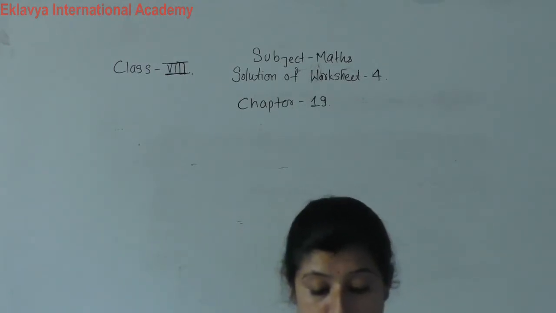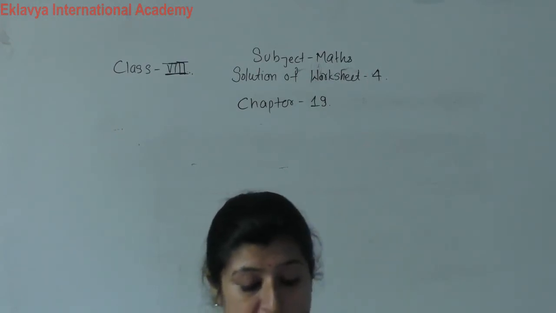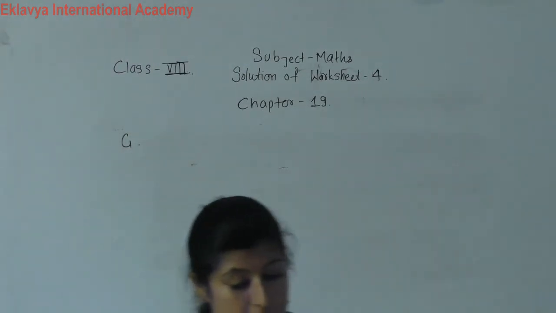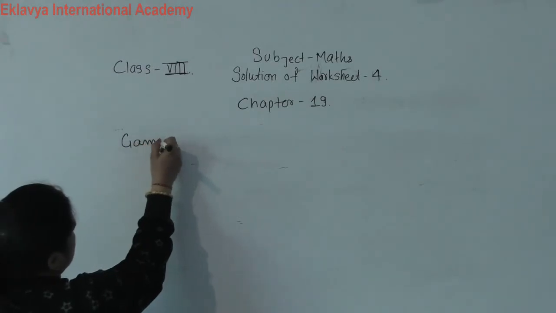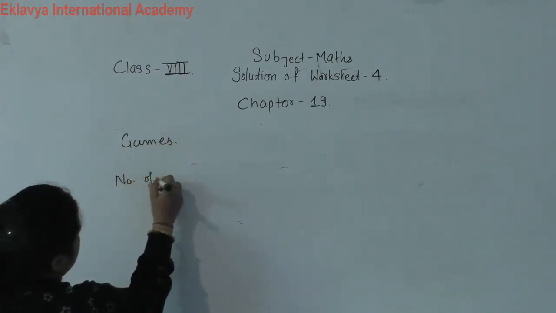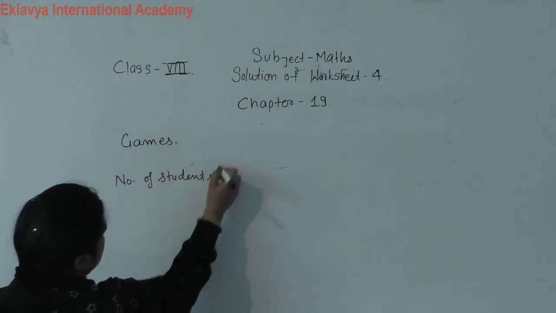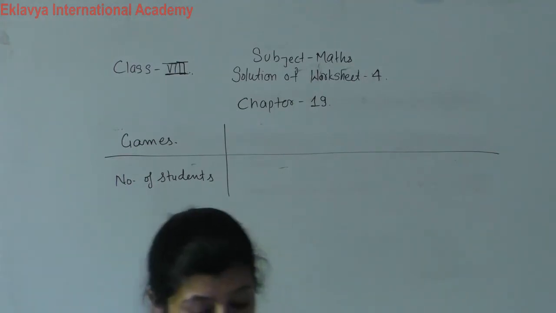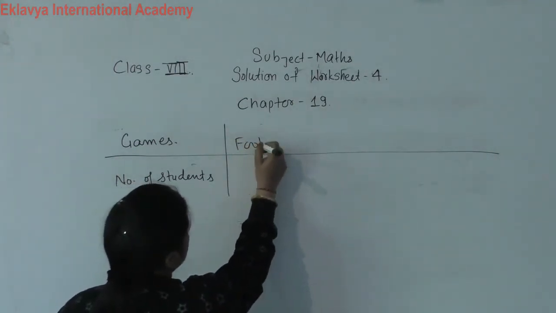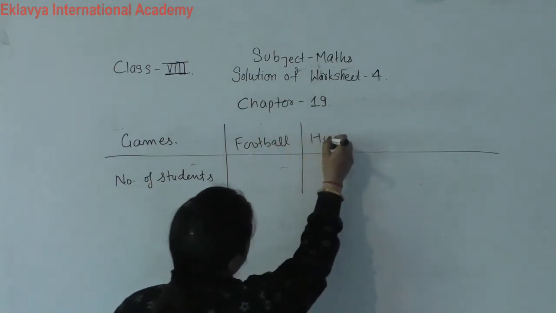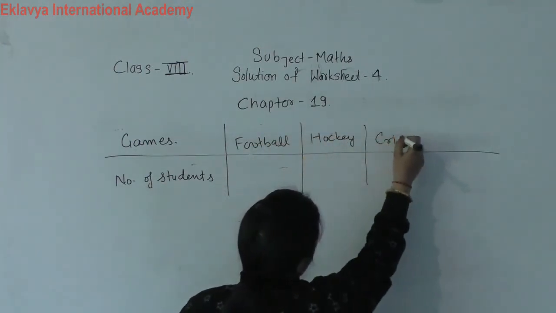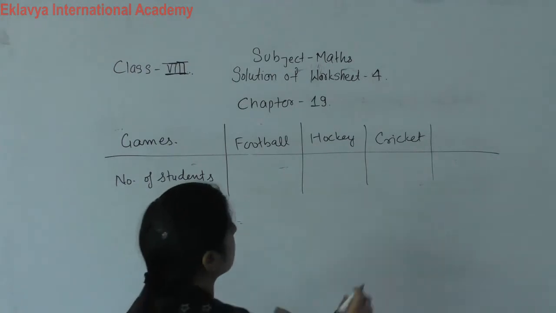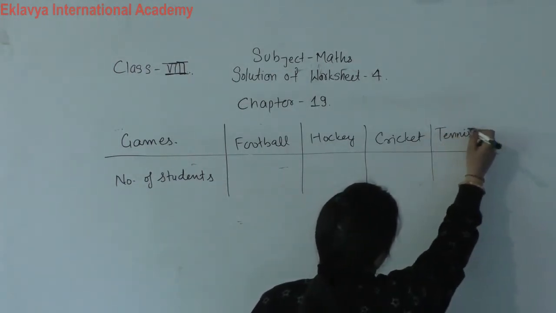The following table shows the number of students in a school playing 5 different games. एक टेबल गिवन है तुम्हें गेम्स and number of students. Games, number of students. Games given to you: football, hockey, cricket, tennis, squash.